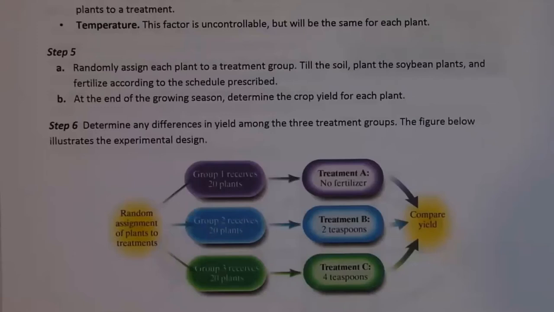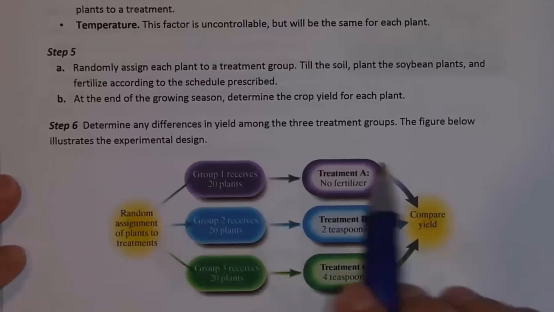And then step 6, we would perform inference, which we'll talk about later on. We're going to compare the results of the 3 treatments, placebo, 2 teaspoon, 4 teaspoon, and then we're going to try to generalize that to the population of soybean plants if possible.